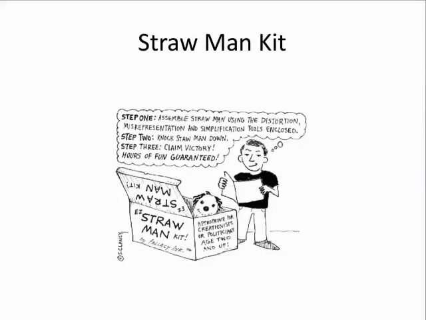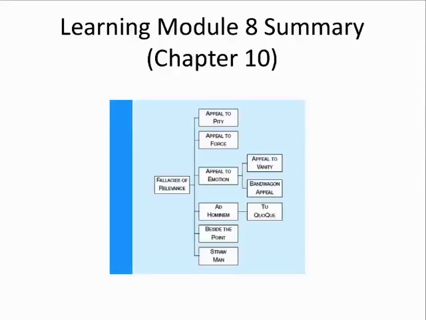Here's an illustration that captures the essentials of the straw man. Step 1, assemble straw man using the distortion, misrepresentation, and simplification tools enclosed. Step 2, knock straw man down. Step 3, claim victory. Hours of fun guaranteed. Let's summarize the fallacies of relevance we've looked at.